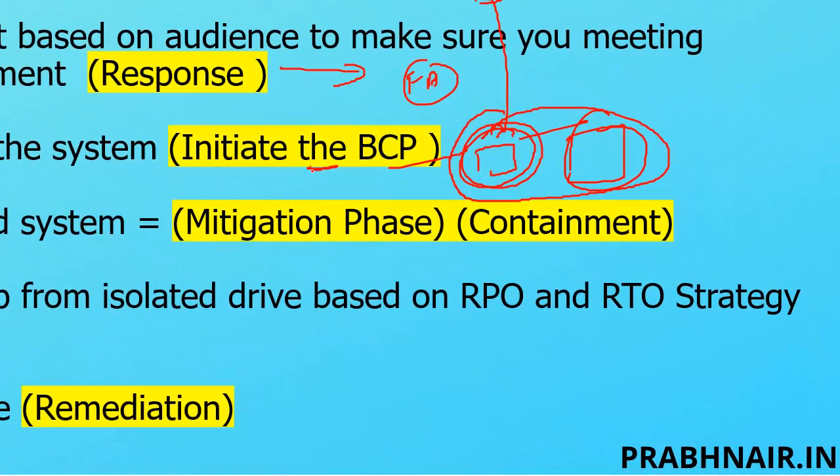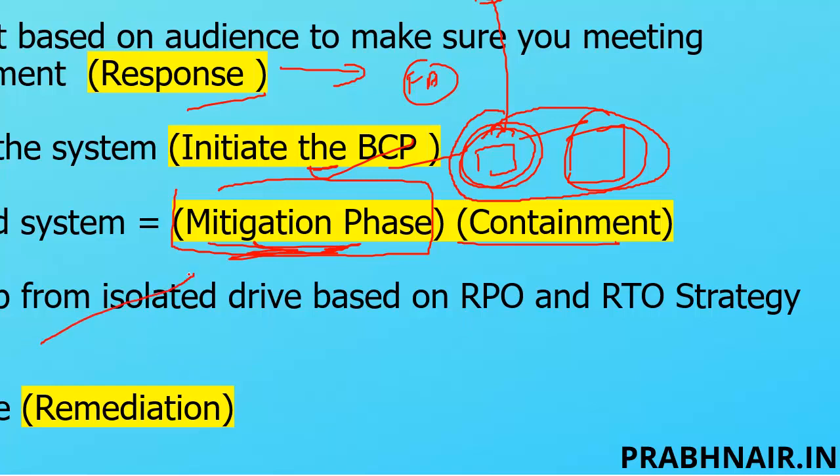So here I initiate the BCP. I isolate the system. That is a mitigation phase, which is called containment, to limit the attack. I'm not doing any investigation there. I just isolate the system immediately after detecting and responding. And then, after isolating the system, I restore the drives as per the RTO and RPO, and then I bring the system back to production as per the timestamp. We're going to discuss in the next slide what the timestamp was.